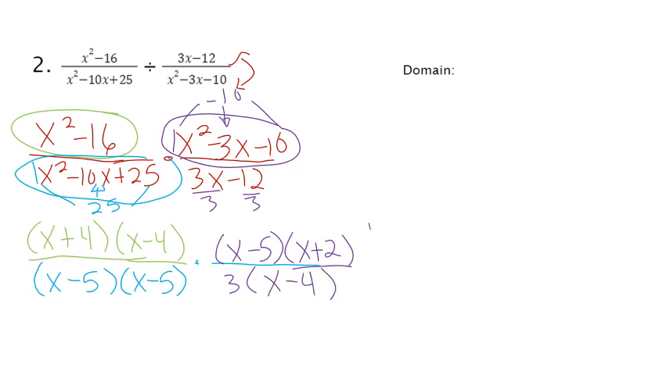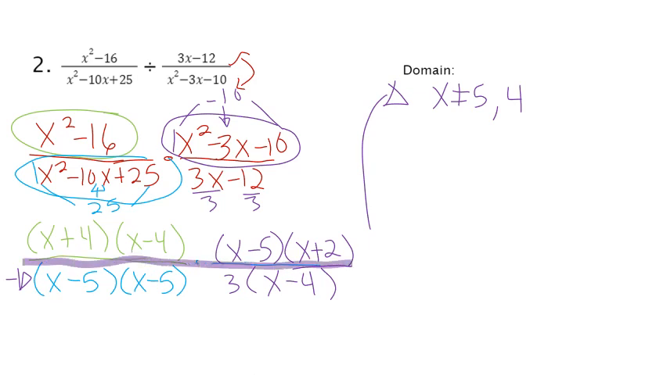If I'm asked to find the domain, again, you're just looking at the bottom. After you flipped it, you're looking at the bottom. And so we have that we can't have 5, we can't have 4, and then this 3 is just there. And then now we would, like last time, just kind of make one large fraction. And then simplify it out.